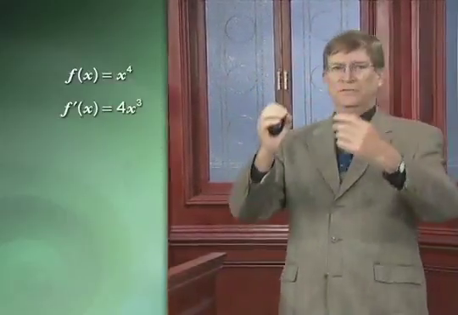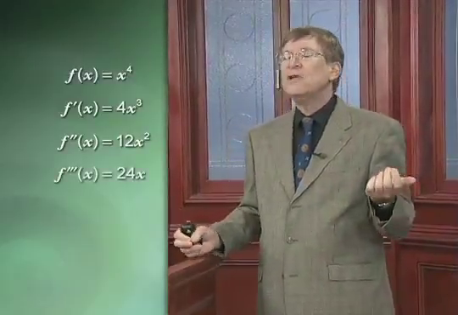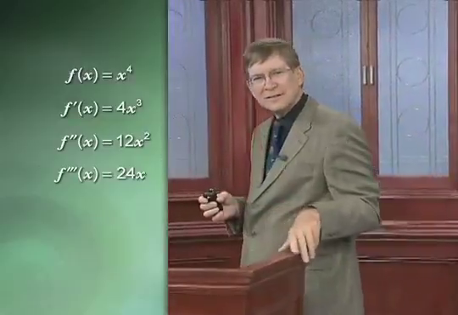Well, that's a new function. I can take its derivative, and I'll get what's called the second derivative. That's denoted f double prime. And there are other notations for the second derivative that I'll point out later. And that would be, of course, 12x squared. Well, I could do it again. I could find the third derivative, f triple prime. That would be, of course, 24x.